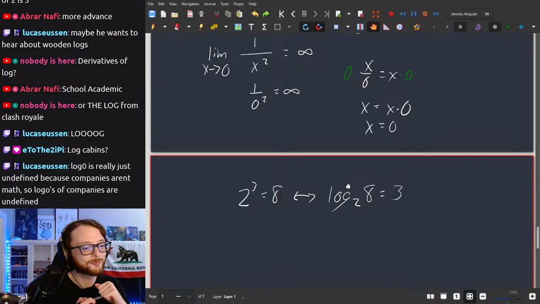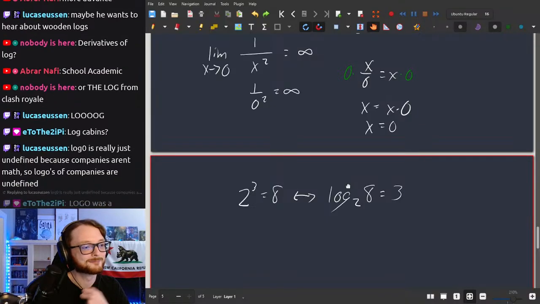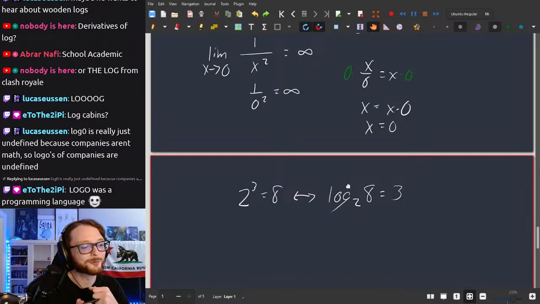Companies aren't math, so logos of companies are undefined. Oh my god, Lucas, you're cooking. It was a programming language? I haven't heard of that.